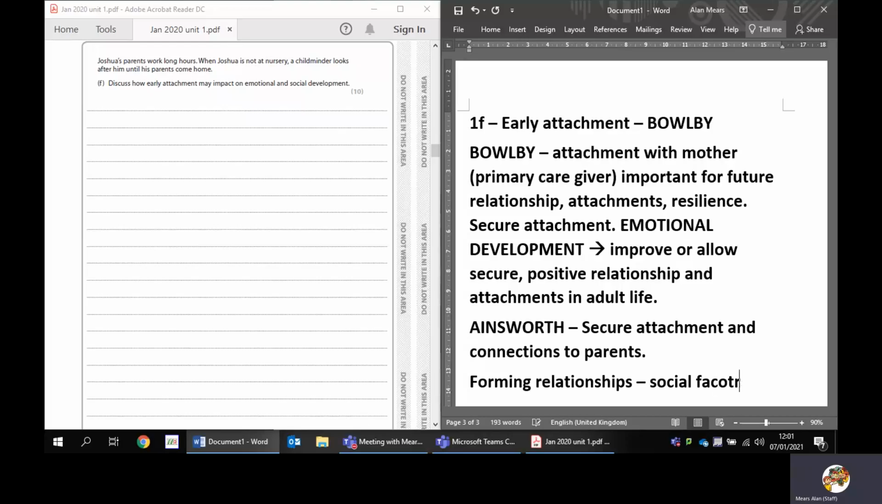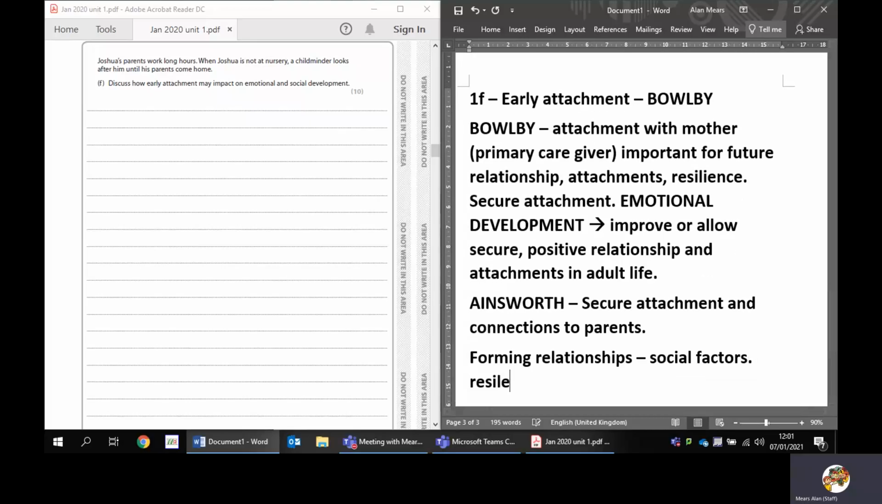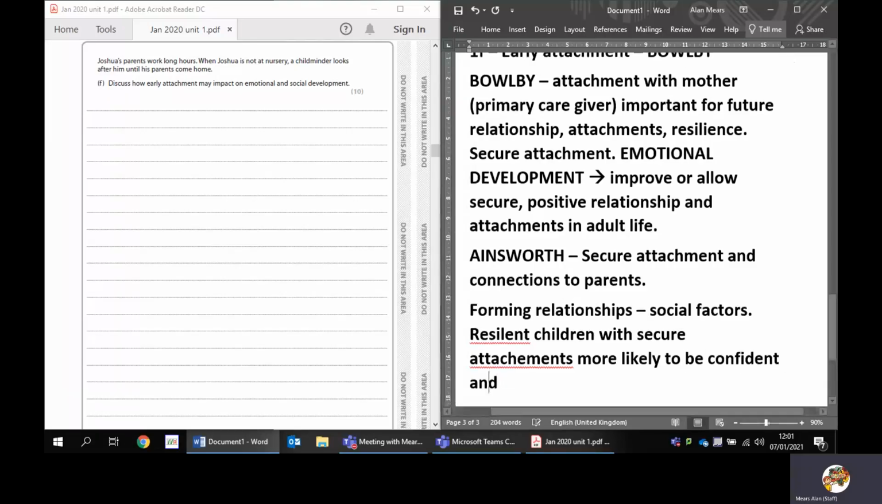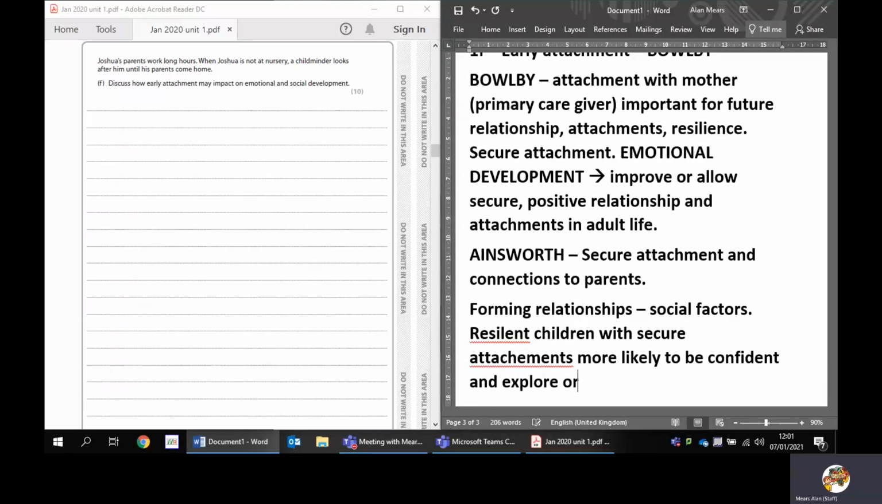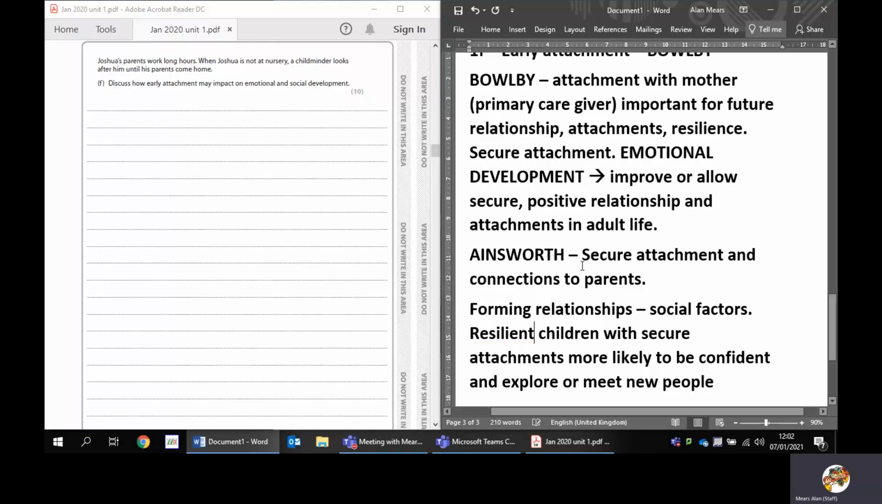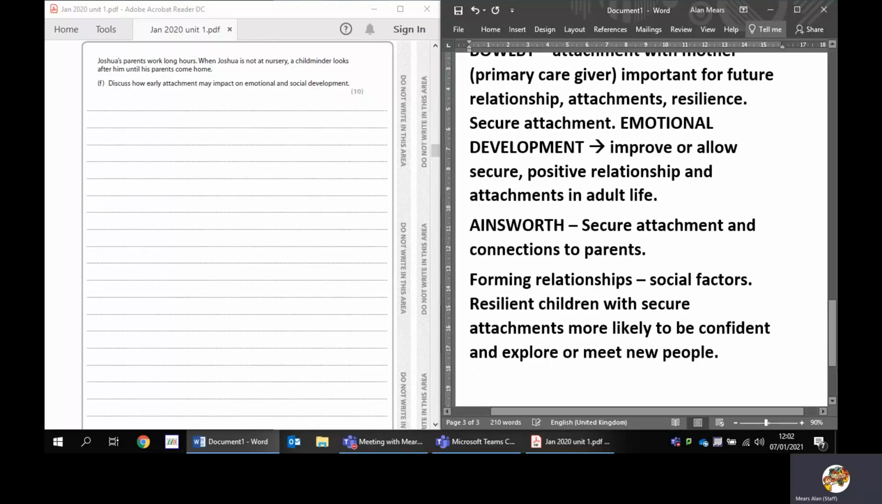social factors, again, we can talk about how this is good for social development. So more resilient children with secure attachments, more likely to be confident and explore or meet new people. So again, in terms of social development, having secure attachment, good emotional connections is going to be key. You can always throw in as an evaluation, obviously discuss how early attachment.